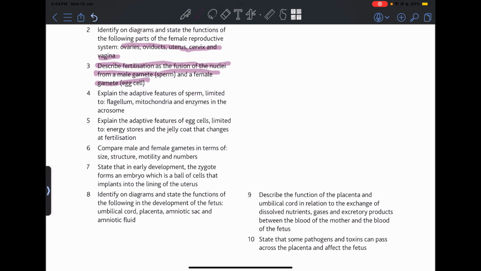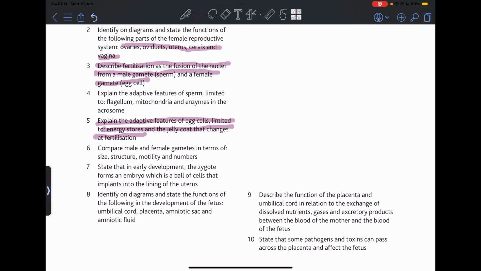Number 4 says explain the adaptive features of sperm limited to flagellum, mitochondria, and enzymes in the acrosome. So the sperm cell has structures within it. It has a flagellum, just like bacteria, so that it can rapidly move around, and also mitochondria, so that it can release energy for its movement, and enzymes in the acrosome to break down the jelly coating around the egg cell so that they can fertilize.